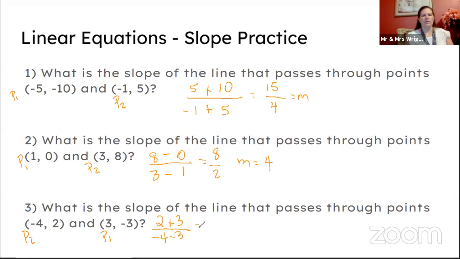So 2 plus 3 is 5 over negative 4 minus 3, same sign. We're going to combine 4, 5, 6, 7. And since they're both negative, we're going to put a negative in the front. Well, if we have a negative on the bottom, since there's only one negative, there's a positive and a negative. That means our answer is going to be negative. Now 5 over 7, I can't reduce that at all. So negative 5/7 is my slope.